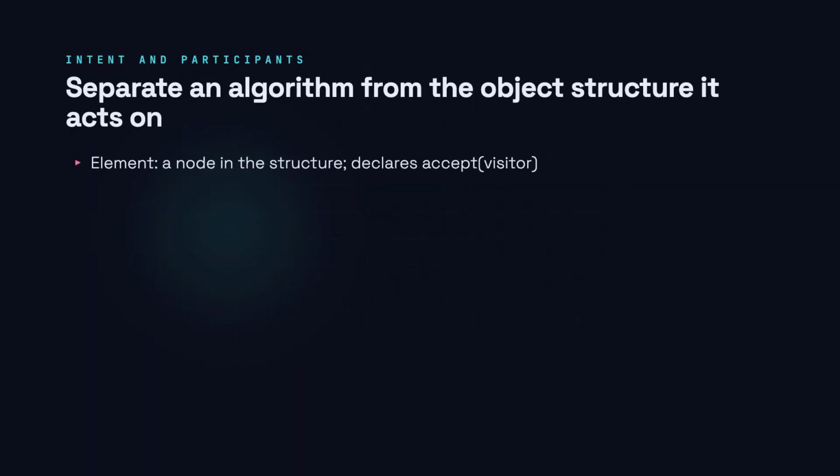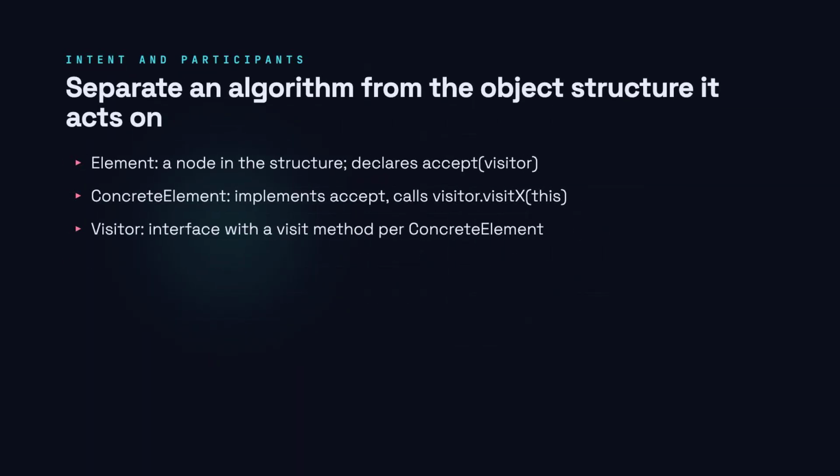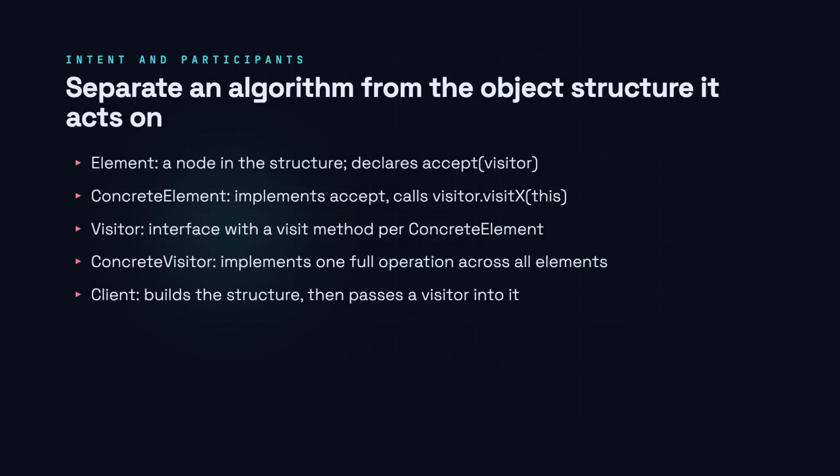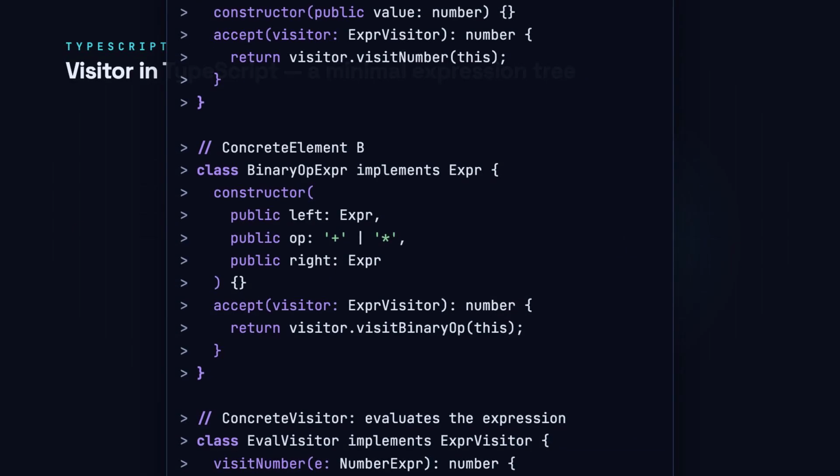The visitor pattern defines two parallel hierarchies. On one side you have your elements, the stable objects that form the structure. Each element declares a single method called accept that takes a visitor. On the other side you have visitors, one per operation, each of which declares a separate visit method for every concrete element type. The client simply hands a visitor to the root element, and the pattern takes care of routing from there. Let us trace through this code.